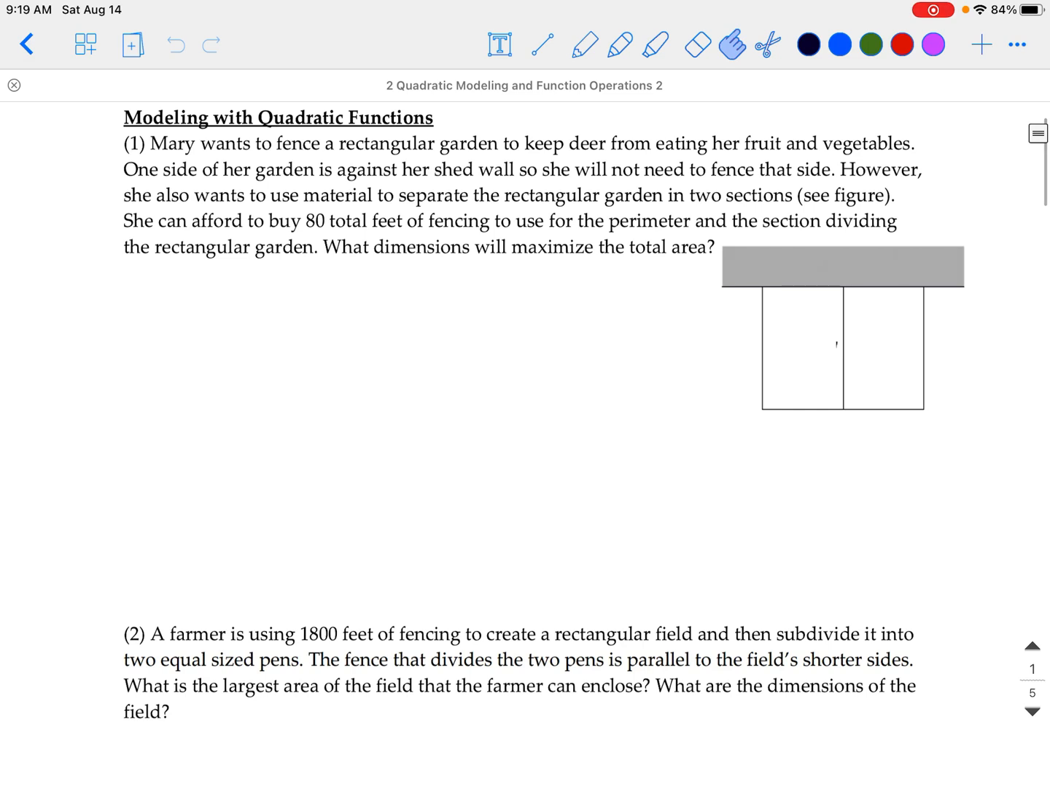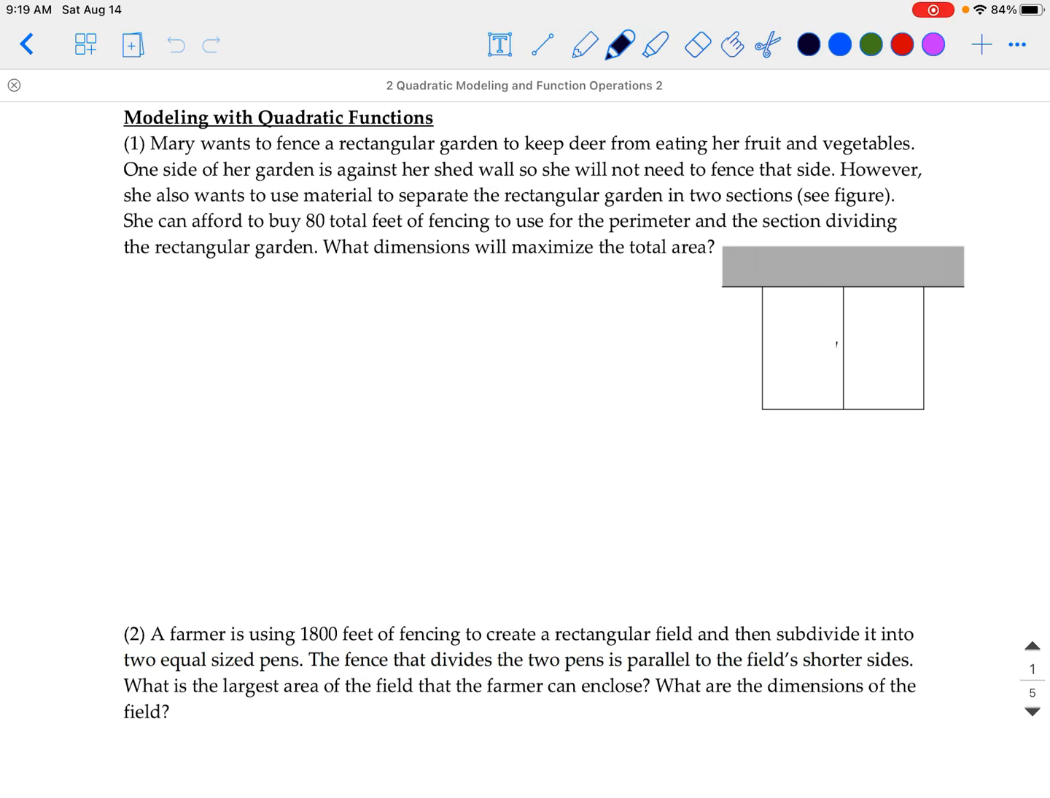And so these are going to be problems where we can use quadratic functions in order to identify maximum values. So our goal is to maximize some function that represents area, perimeter, volume, etc. So we'll start with number 1. So you can go ahead and read through the question.